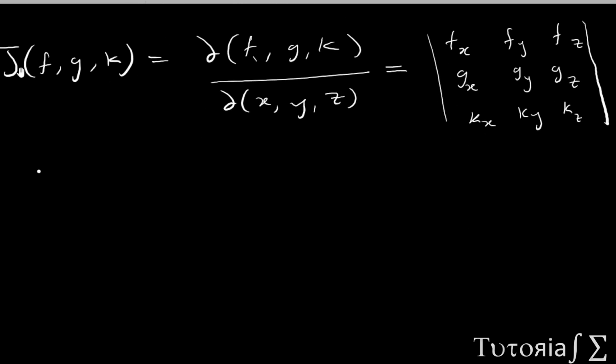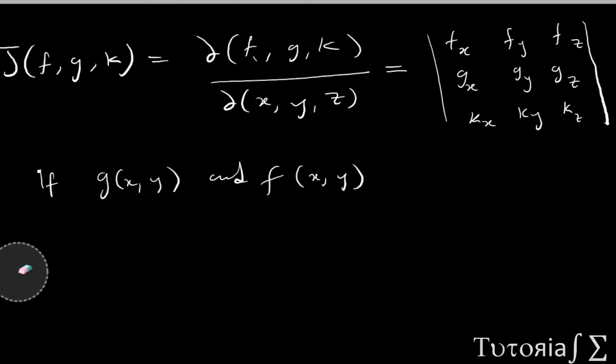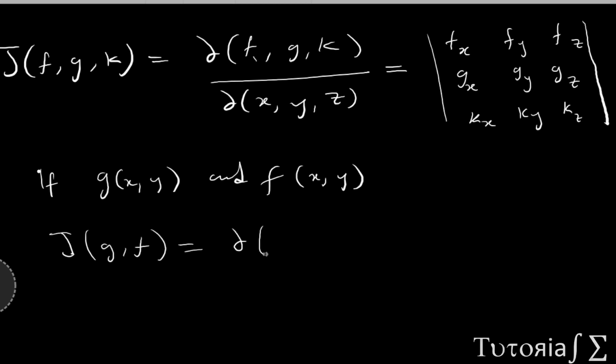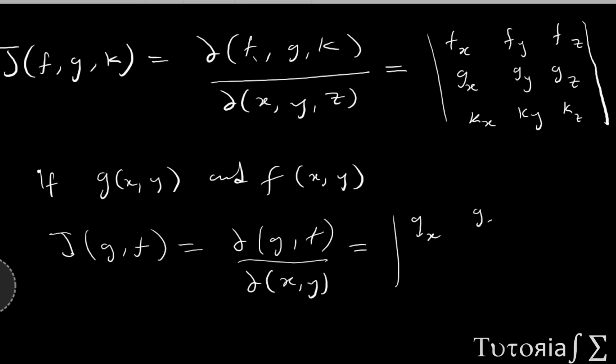The same applies if we had two functions, let's say g of x, y and f of x, y. The Jacobian of g and f will simply be equal to the partials of g and f with respect to the two variables x and y, which will be g with respect to x. Note the order doesn't matter. You can start with f, you can start with y, but the consistency should be kept inside here. So if it is g with respect to x, then g with respect to y, then again f should be with respect to x, and f with respect to y. The consistency in here is what matters the most.